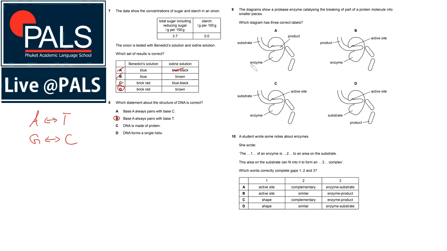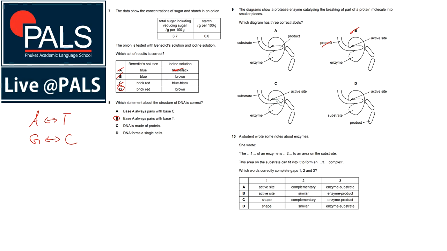So the reactant in enzyme reactions is called substrate. So substrate is correct here and here. B is definitely wrong. This is not the product.